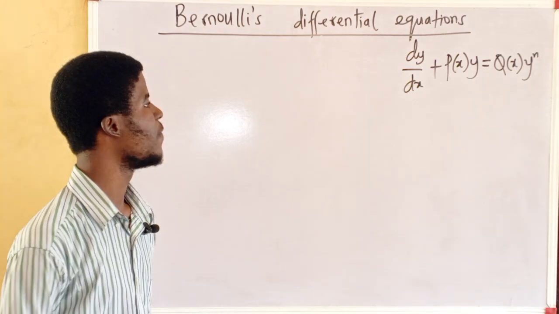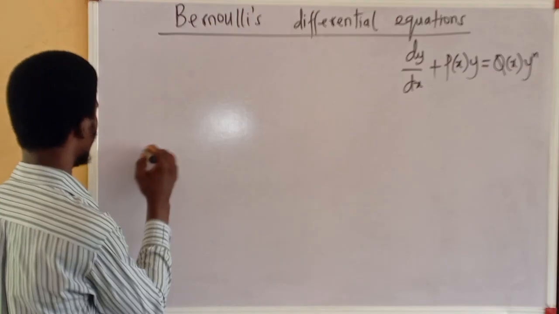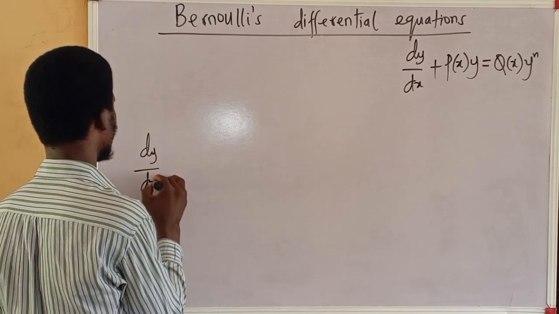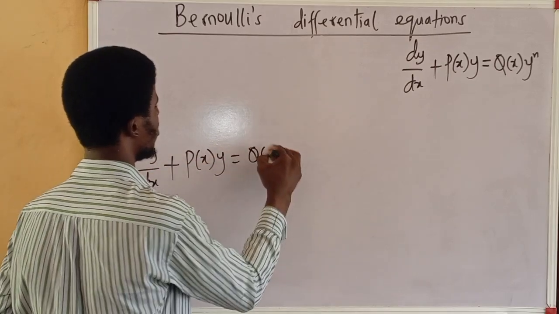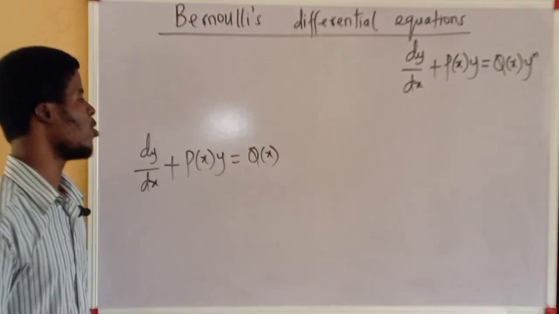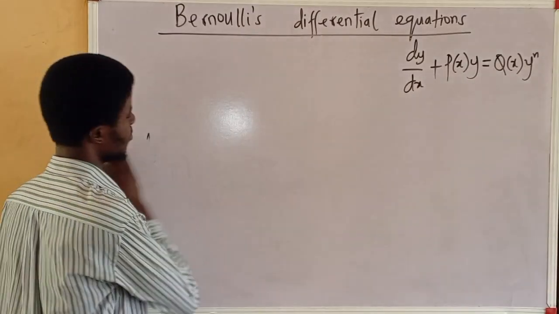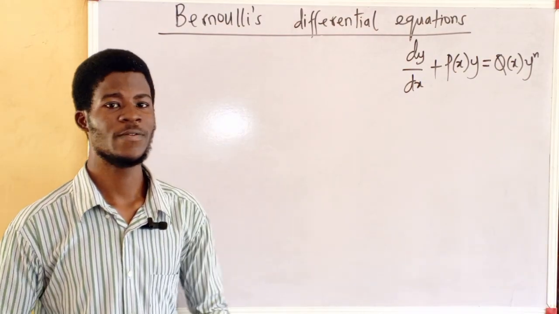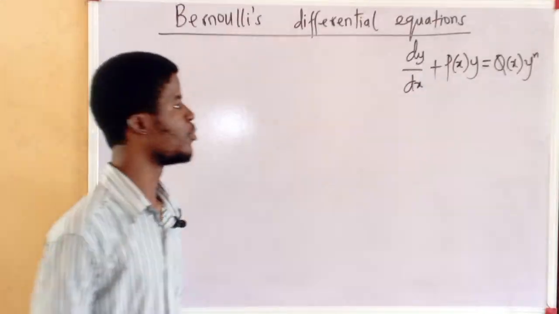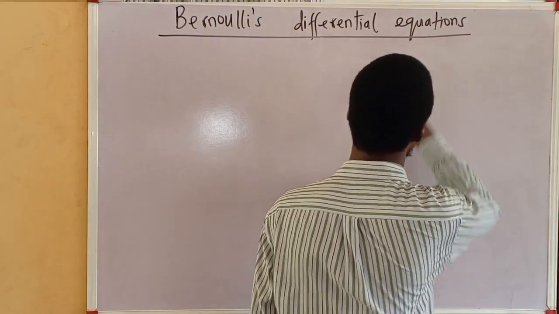Remember, the linear differential equation is similar to this. For linear, we have dy/dx plus p(x) times y equal to q(x). But for a Bernoulli's differential equation, this is what we have. You can actually watch my video on linear differential equation. So let us solve a problem under Bernoulli's differential equation.